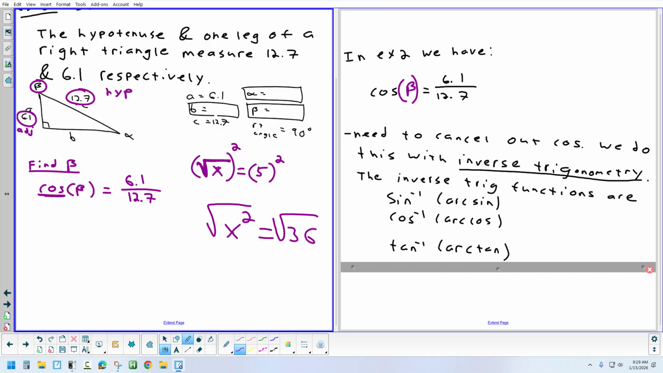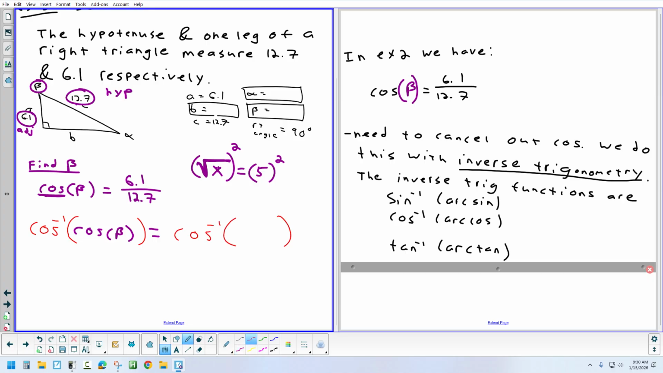Same idea with here. To get rid of the cosine, we are going to take the inverse cosine of both sides. So we're going to do this. We're going to take the inverse cosine of everything on the left. And we're going to take the inverse cosine of everything on the right. So I wrote down in red what's new in this step. 6.1 over 12.7.